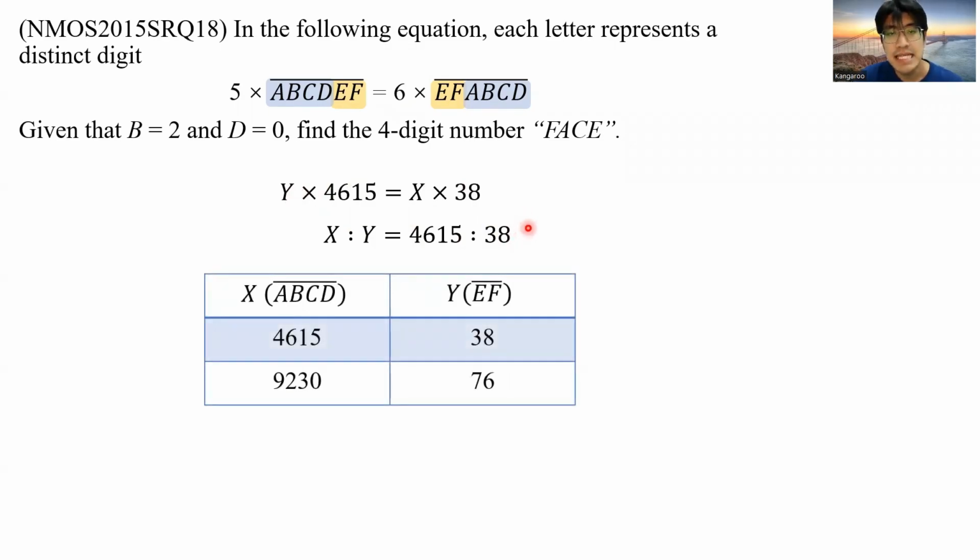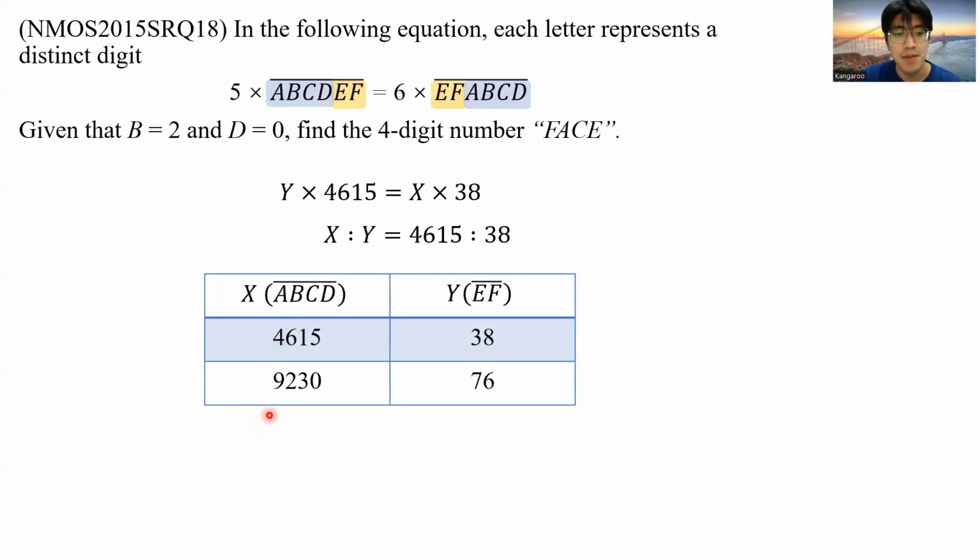And we can make this table. For example, when x equals 4615, y would equal 38. Since this is simply the ratio, we can multiply it by 2 to get 9230 to 76, which still gives us the same ratio because we simply multiply both sides by 2. Now, do I still have to multiply these numbers by 3? Should I go on with this list?